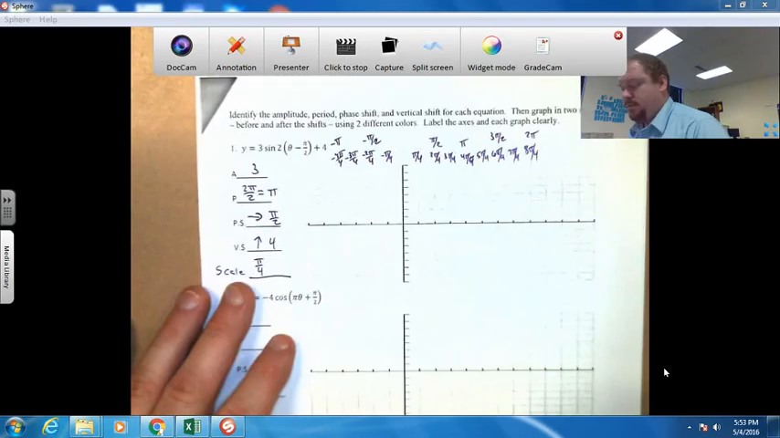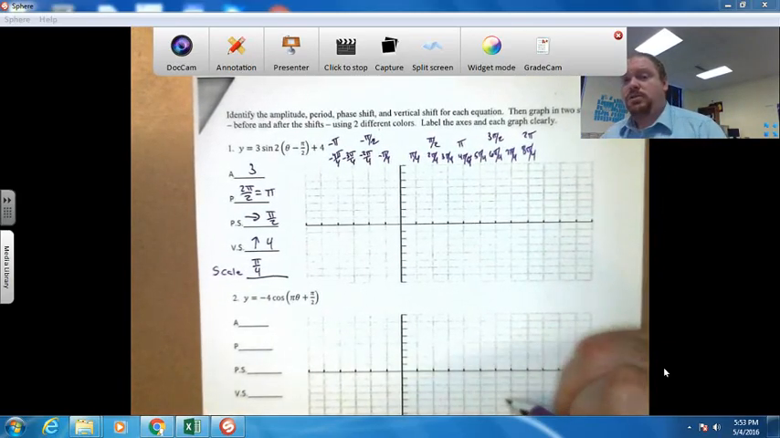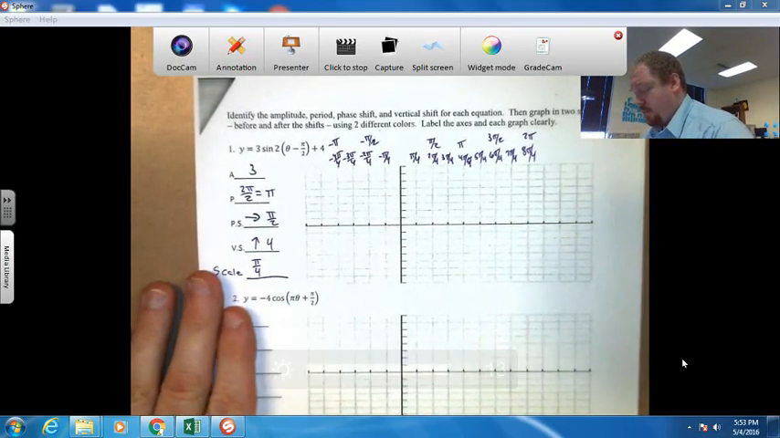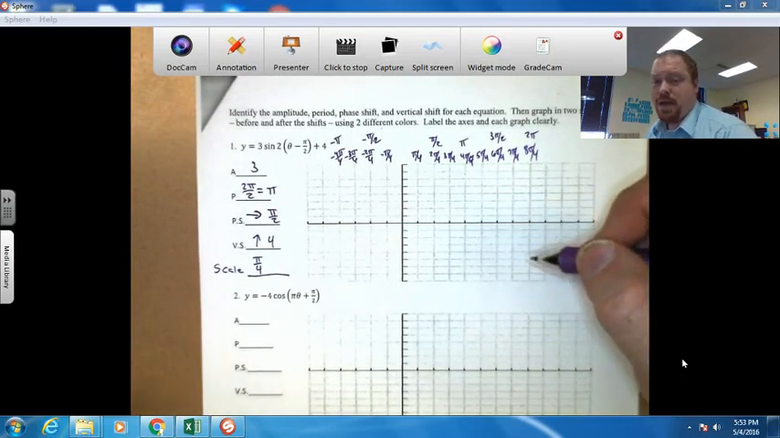So now, I'm going to take this and I'm going to work on graphing them. Okay, so here we go. What I'm going to do first is I'm going to graph the non-shifted graph. Okay, and for me, on this one, I'm going to do that in pen.